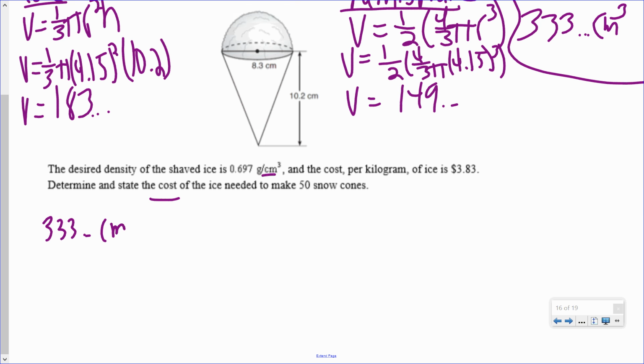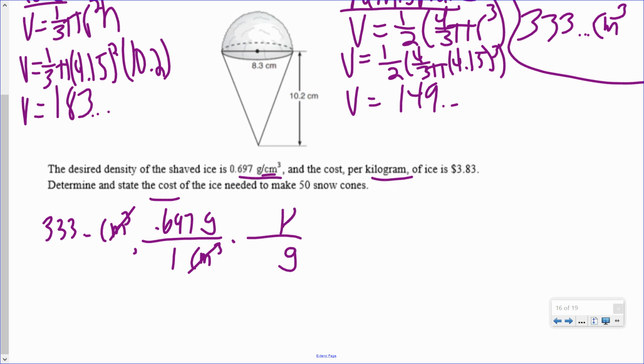I begin unit analysis. I'm looking for cubic centimeters. Here it is. I'm going from cubic centimeters to grams. 0.697 grams is 1 cubic centimeter. Now I have grams. Now I'm looking for grams. I don't see grams, I see kilograms. So I have to go from grams to kilograms. That's a conversion you're expected to know.